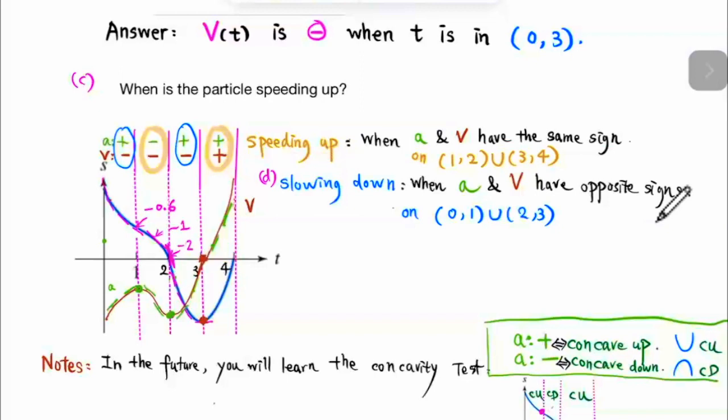And then what about from 0 to 1? Acceleration and velocity have opposite sign, so the particle will be slowing down. And then from 2 to 3, acceleration and velocity have opposite sign, so therefore the particle will be slowing down right here. Okay, so any other question?